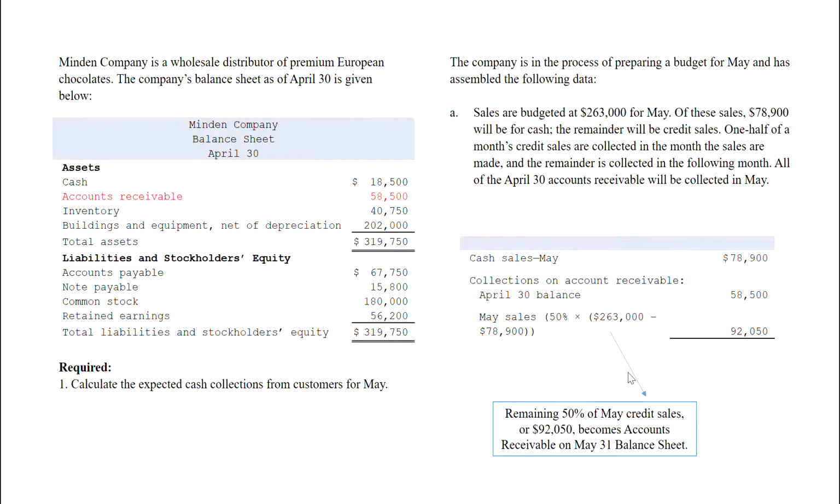I also want you to keep in mind, I know we don't need this information to solve this part of the problem, but 50% of the May credit sales are collected in May, but the other 50%, the other 92,050, are going to be owed from customers. So ultimately, they will be accounts receivable on the May 31st balance sheet. So jot that information down because you're going to need that information for the balance sheet.